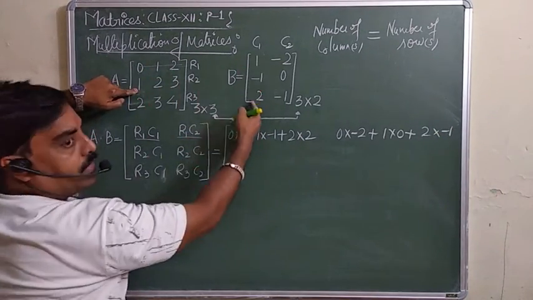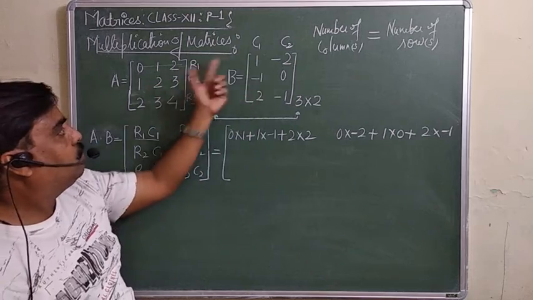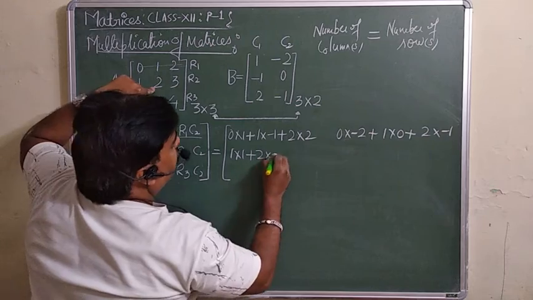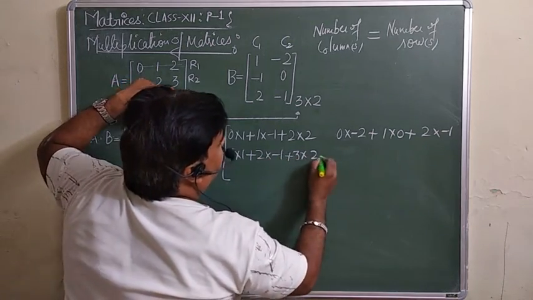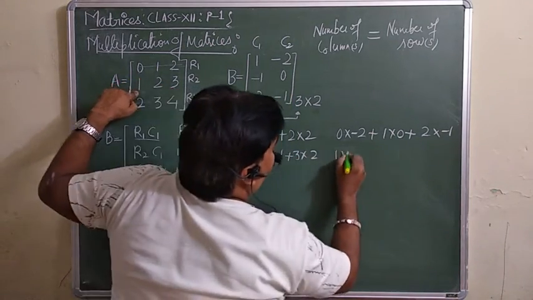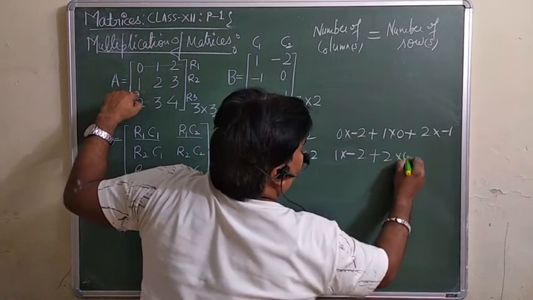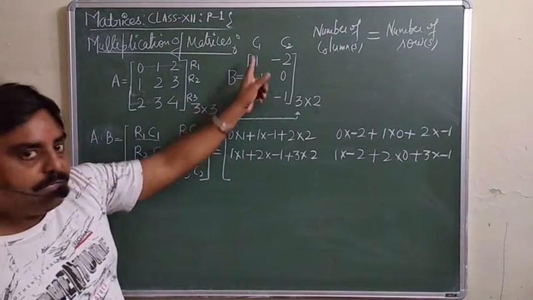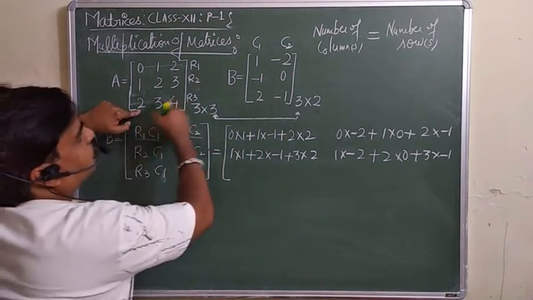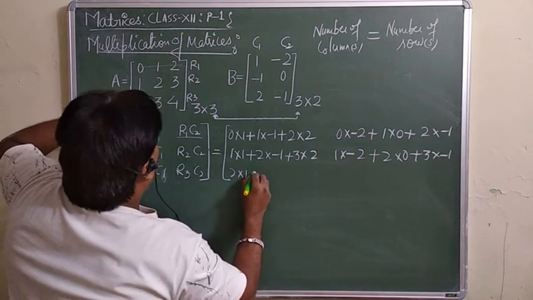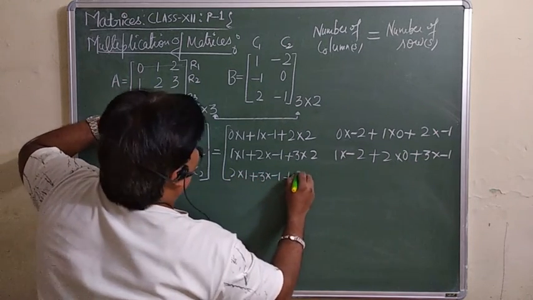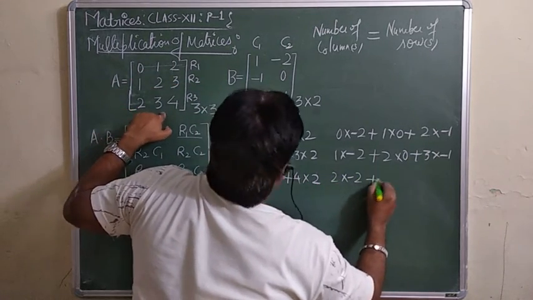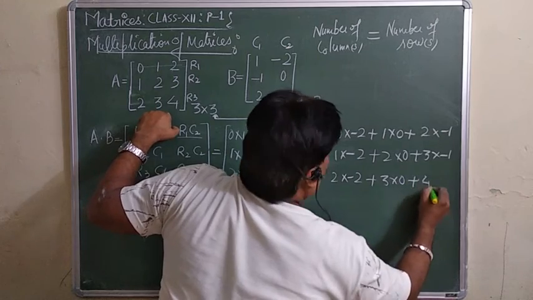The second row must be multiplied with the first column. Similarly, as we did for R1, here it is 1 into 1 plus 2 into minus 1 plus 3 into 2. Then 1 into minus 2 plus 2 into 0 plus 3 into minus 1. Similarly, the third row must be multiplied with the first column and then the second: 2 into 1 plus 3 into minus 1 plus 4 into 2. Here again, 2 into minus 2 plus 3 into 0 plus 4 into minus 1.